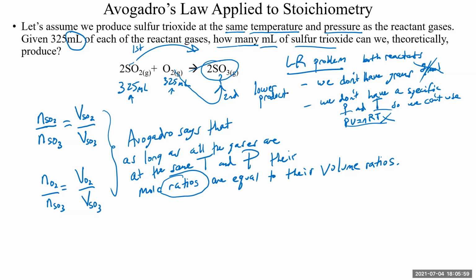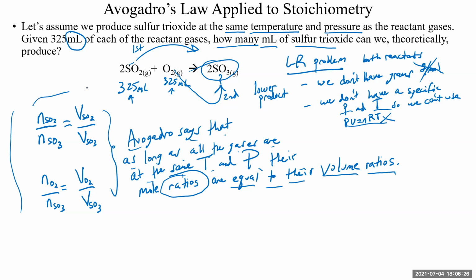Okay, so I'm going to have to make a little bit of space here. I'm going to leave the formulas over here on the right as they are, but I'm just going to delete this part here. Avogadro says that as long as all the gases are at the same temperature and pressure, their mole ratios are equal to and exactly the same as their volume ratios.